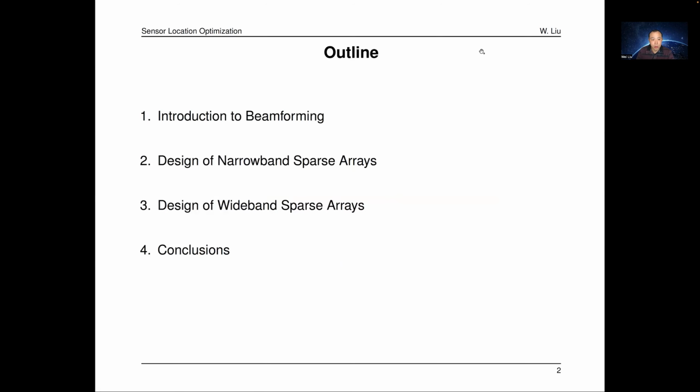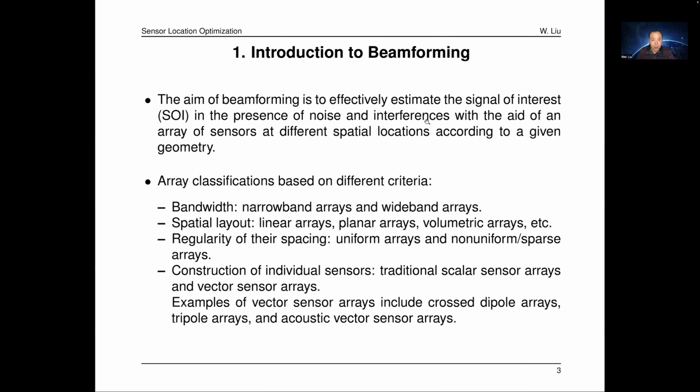Here's the outline. First is the introduction to beamforming, including narrowband beamforming and wideband beamforming. And then we talk about the design of narrowband sparse arrays, followed by the design of wideband sparse arrays. And then finally, the conclusion. First is the introduction to beamforming.